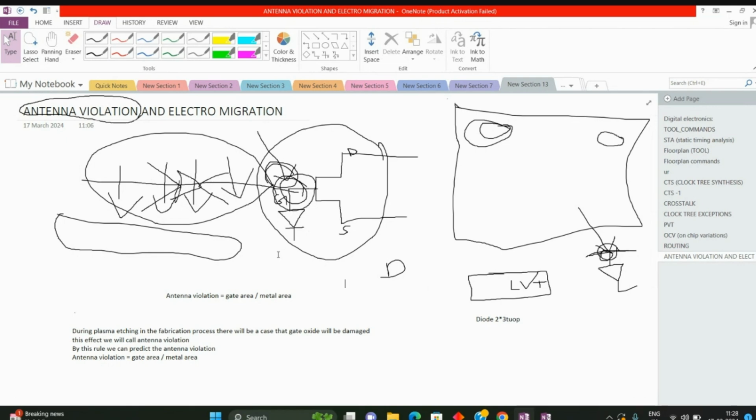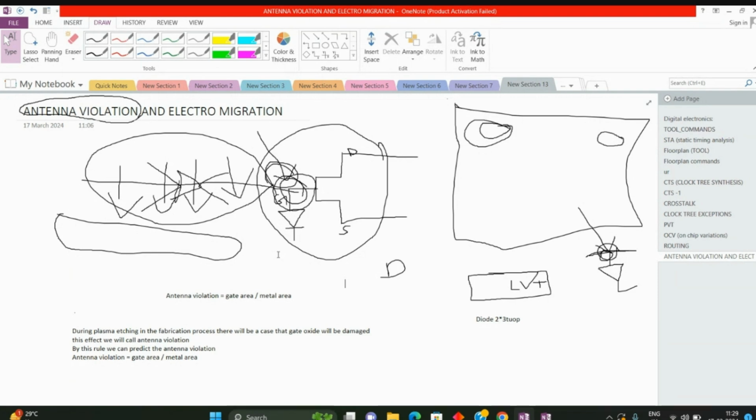At that time I will check the metal area also, like which net is connected to the gate. I will check that length. If it is very long, then I will break that net. If that is not the case and the net length is normal, we must insert the diode. Even if there is no space, we need to create some space, because this is also a very important violation we need to take care of. This can't be ignored.